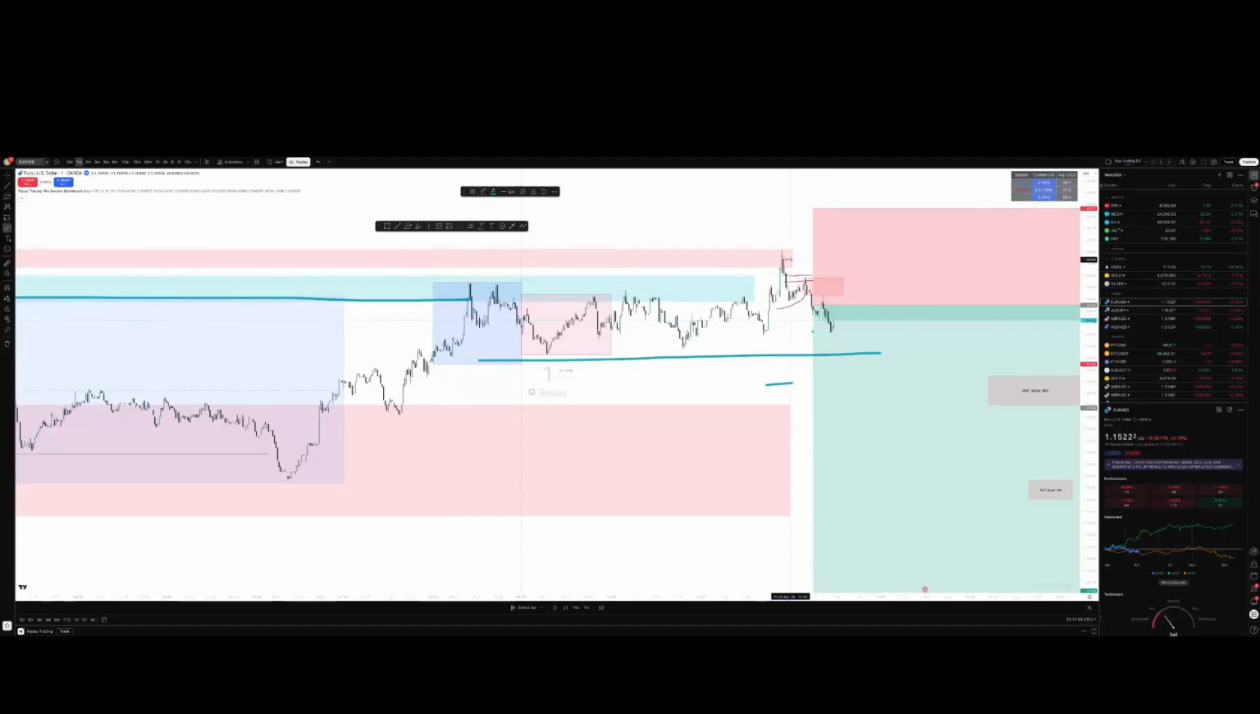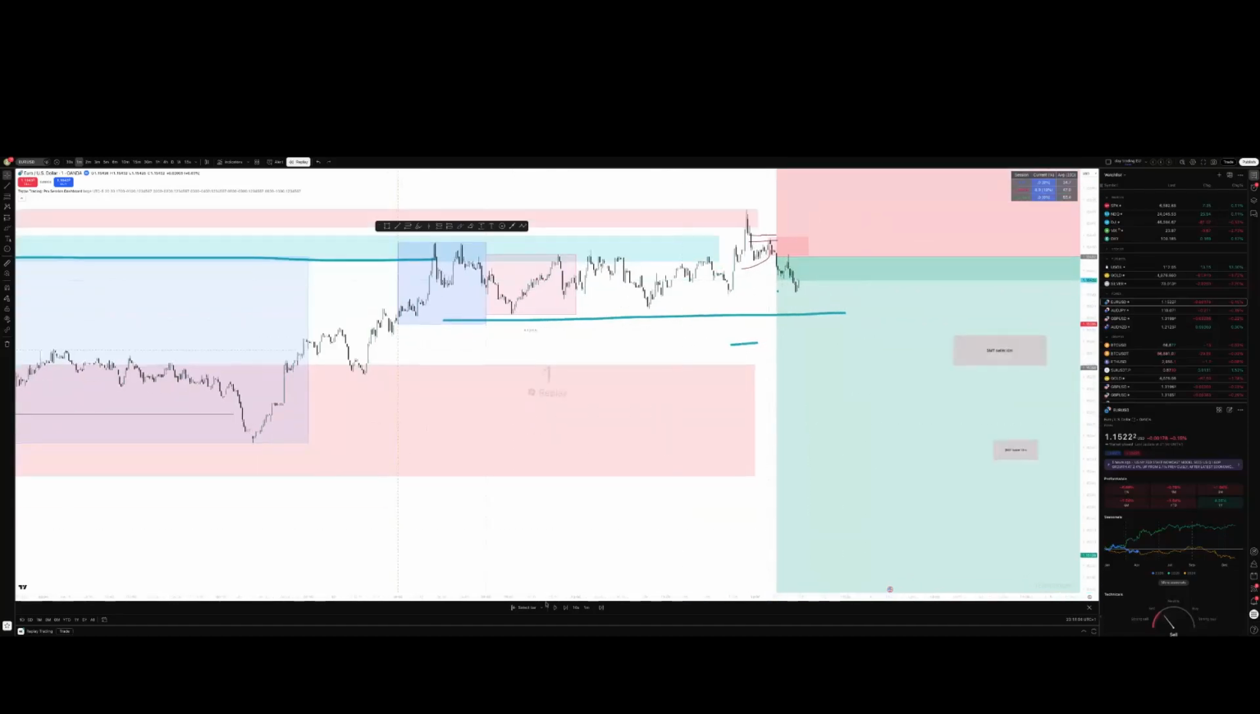Maybe you could argue this one. I don't know, sometimes I don't always see that get filled. The price came up, tapped me in, and then played about a little bit, building up a bit more liquidity. You see how it didn't bother about this one? It didn't bother about this low.